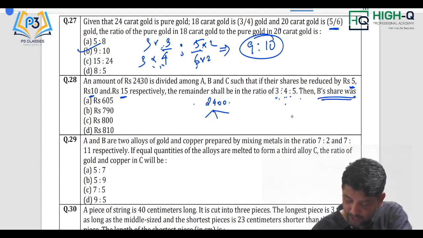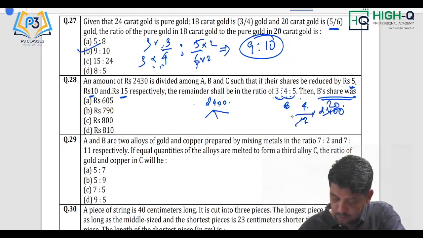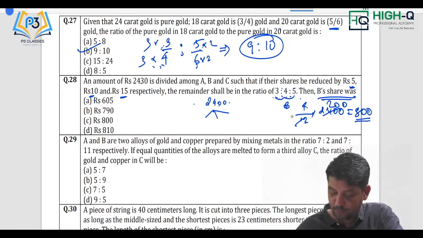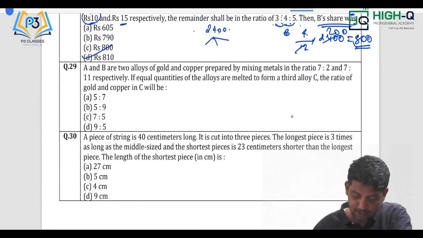They ask you to find out the B share. So B share is what? 4 by the total 3 plus 4 plus 5, 12. If I've got 12 rupees, B will get 4 rupees, but I've got 2,400 rupees. So 800 rupees. Wow. So can I mark option as 800? No, it is wrong. After reduction of 10 rupees only, I'm getting 800 rupees. So I have to add the 10 rupees here. Look at this. 10 rupees to be added. My answer is 810.